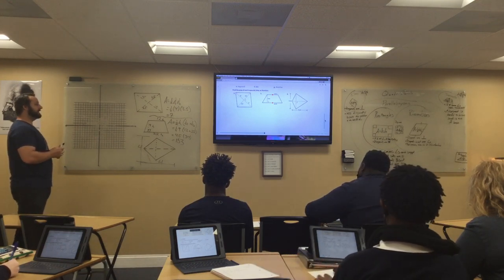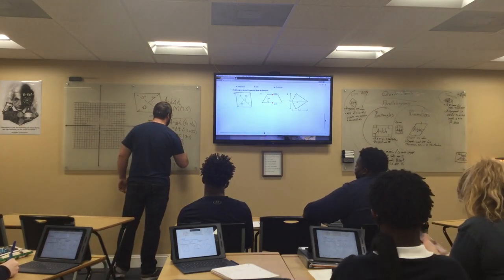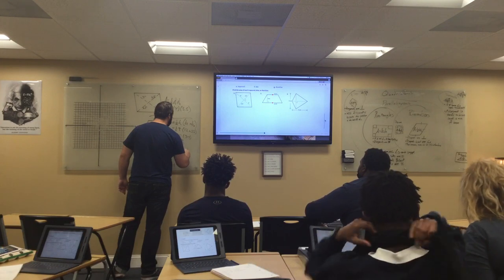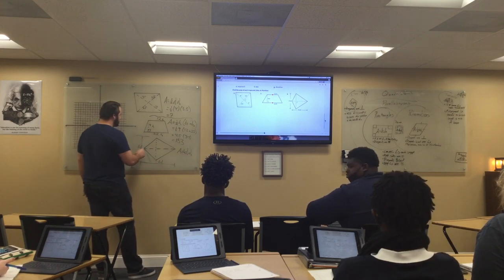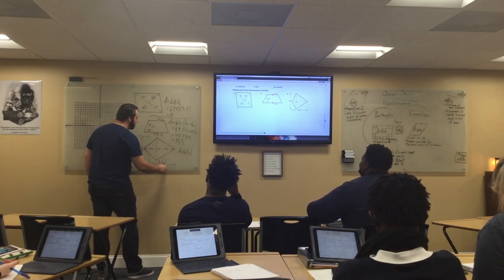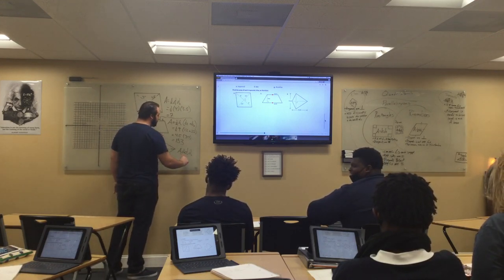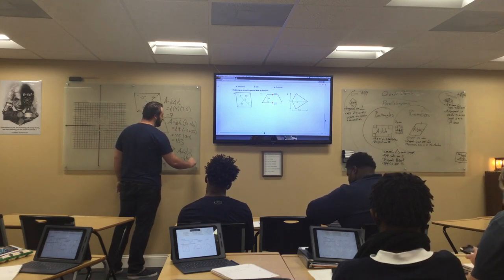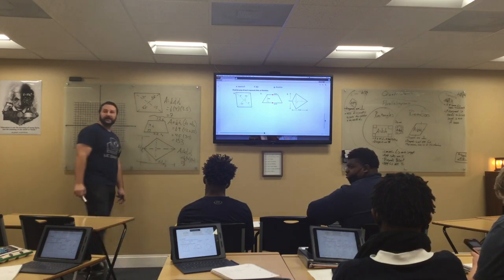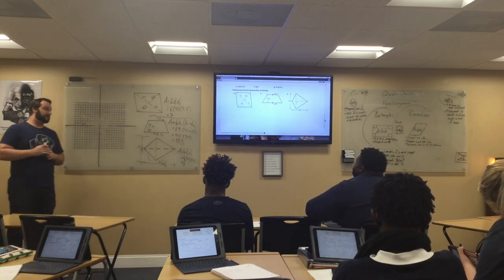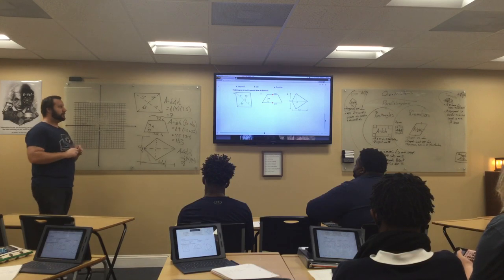All right, last. Area of a kite. Area of a kite is, again, 1/2 times D1 times D2. It doesn't really matter what order it's in because we're multiplying. So 1/2 times 4 times 4. That would be 2 times 4, which is 8. Good. That's what we're trying to practice.